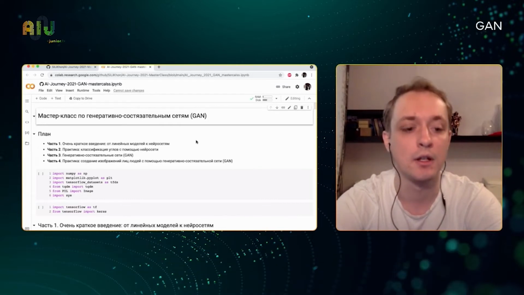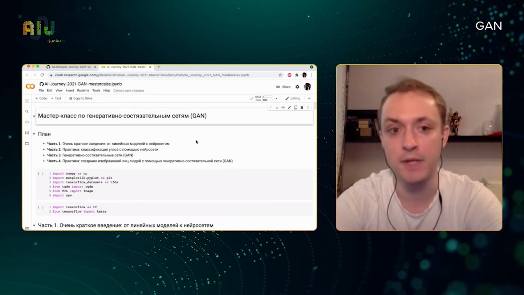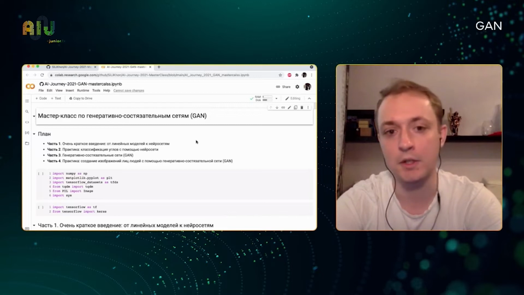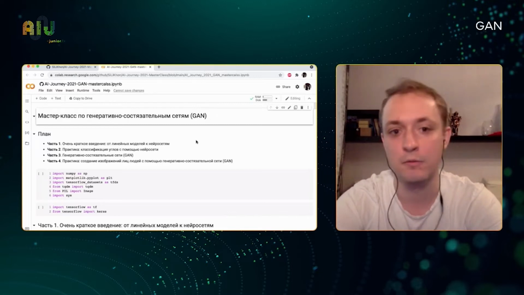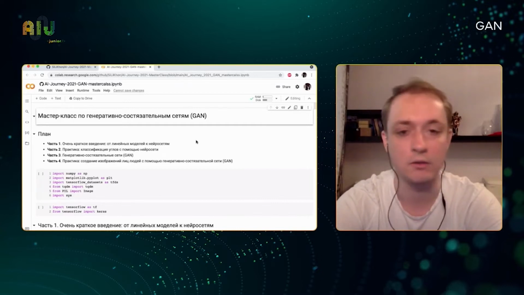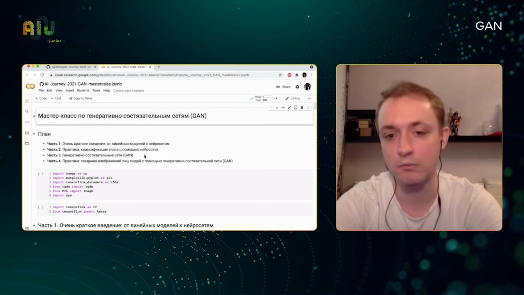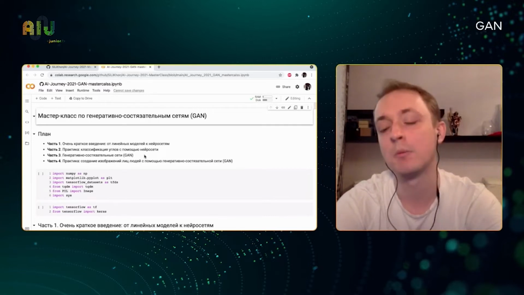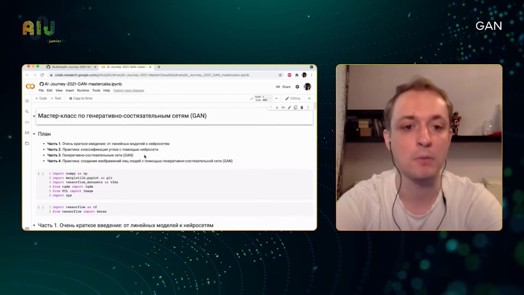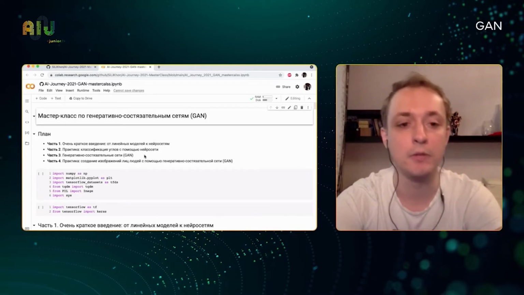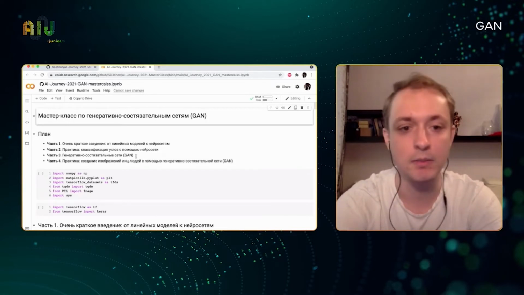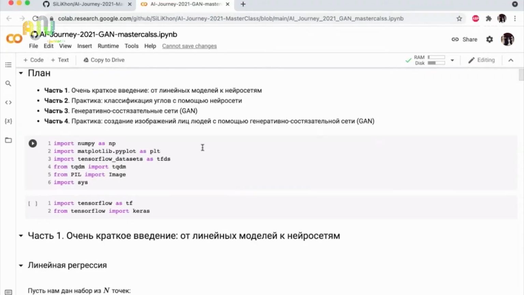Generative adversarial networks are networks that can draw images of people. They are used to create fakes. It's a well-known thing that is used for the creation of different images online. So the third part is an explanation of what a generative adversarial network actually is. And the fourth part is where we're going to try and draw people's faces. Let's get started.